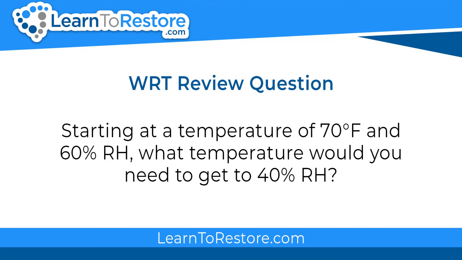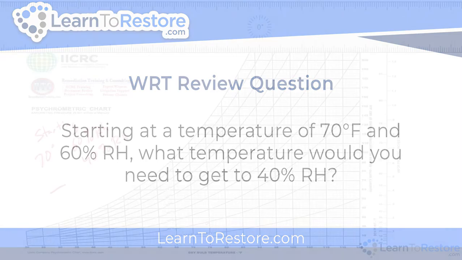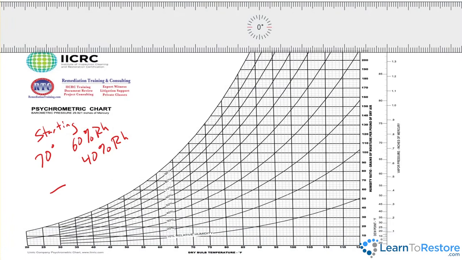So the question is, if I am starting at 70 degrees and 60% relative humidity, what temperature would I have to raise it to get to 40% relative humidity? So remember, when temperature goes up, relative humidity goes down. So for example, if I'm right here at 65 degrees at 30% relative humidity, and I increase the temperature, as I go to the right where temperature goes up, I'm now dropping lower than 30% relative humidity.